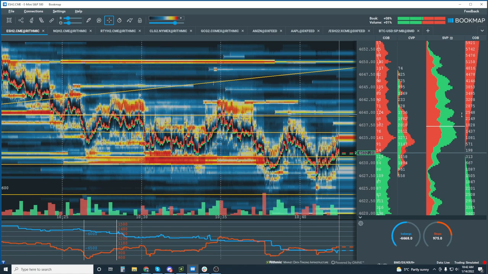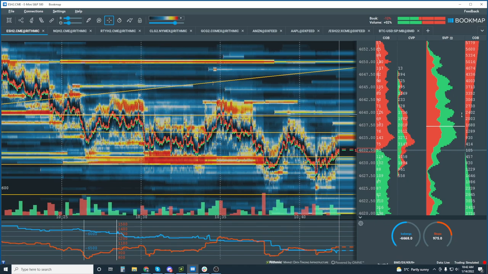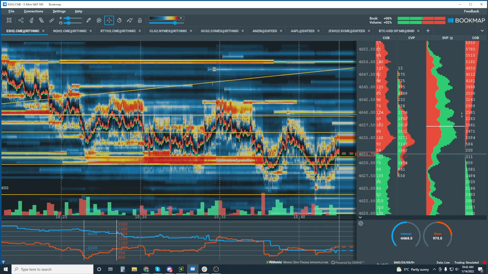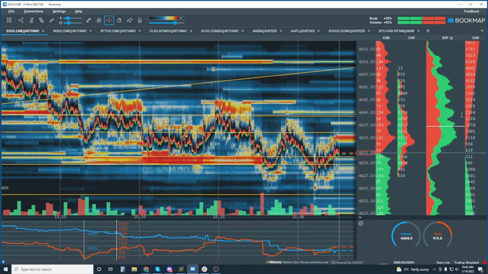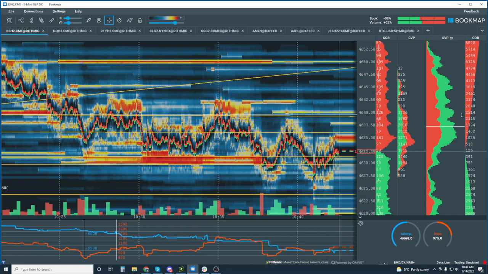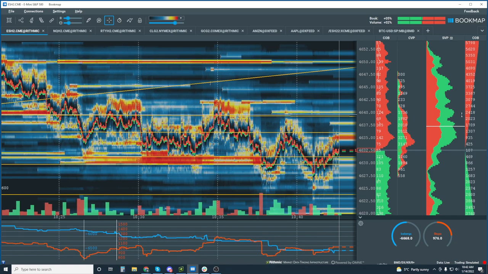Okay, Vintage, you find this helpful? Good. All right. Scotty, context has been invaluable. Do you have recommendations for lagging Bookmap? My Bookmap lags.